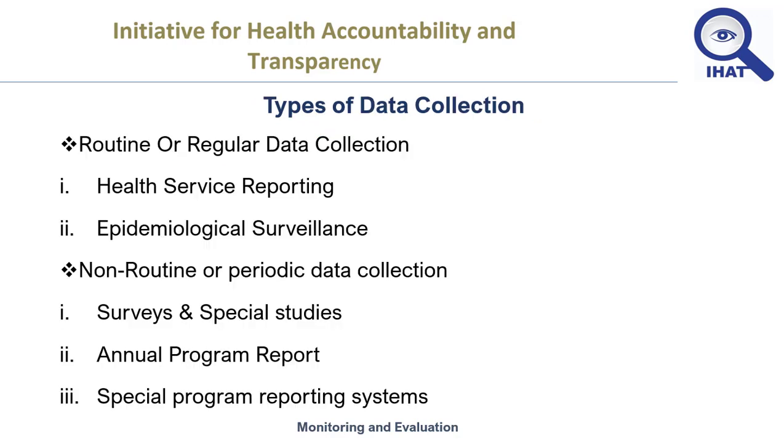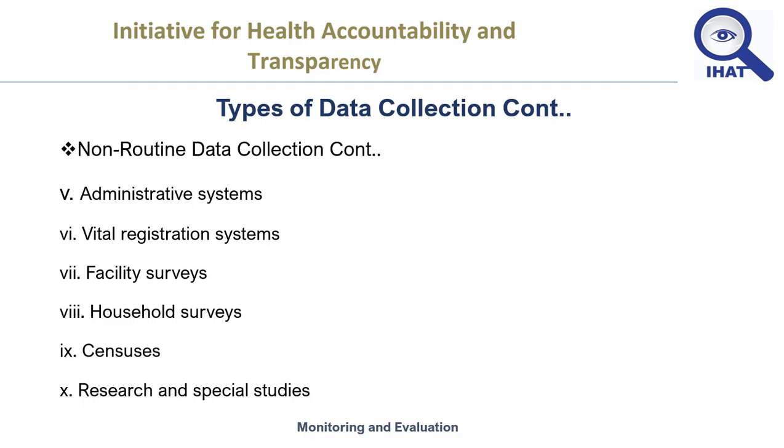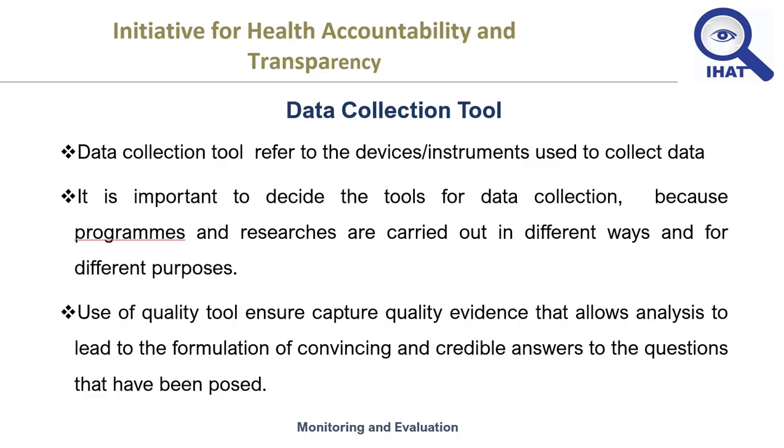Types of data collection, particularly with regards to routine regular data collection, will include health service reporting and epidemiological surveillance. For non-routine or periodic data collection, basically there are surveys and special studies, annual program reports, special program reporting systems like we have mentioned before for cancer or for special immunization programs. The non-routine data collection includes administrative systems, vital registration systems, also facility surveys, household surveys, census, research, and also special studies.